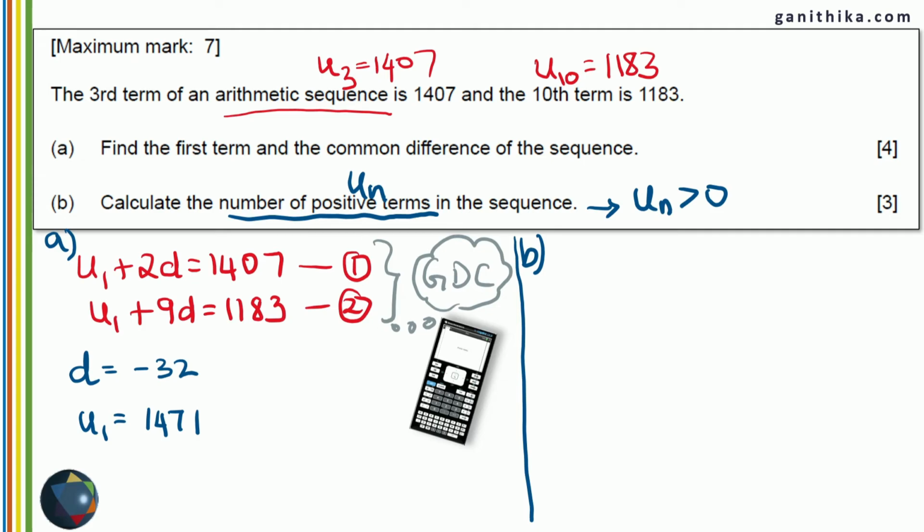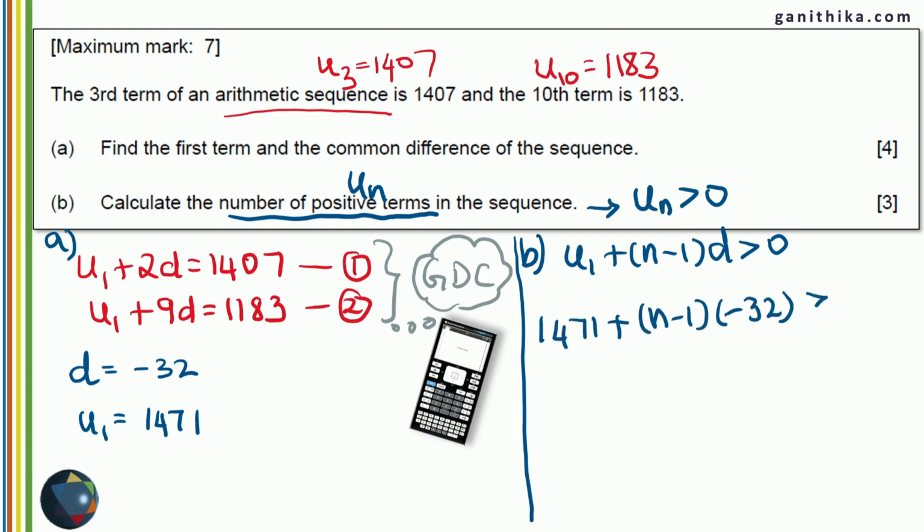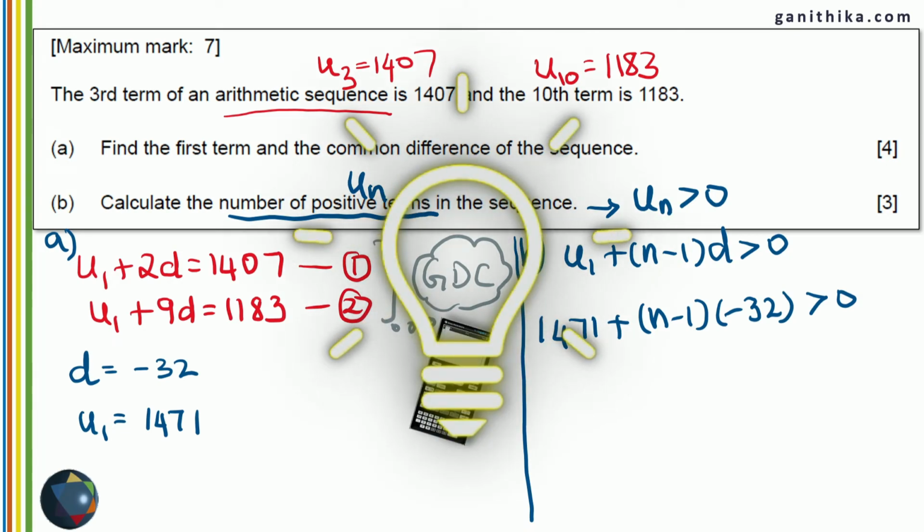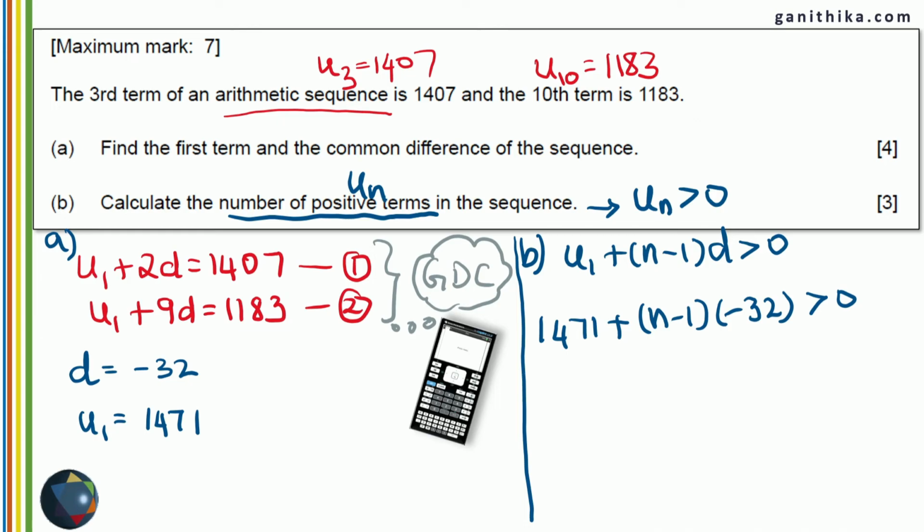So we need to find the number of terms for which the term is positive. Substituting the value for U1, Un greater than 0 can be rewritten as U1 plus n minus 1 d is greater than 0. Simply substitute the values of U1 and d. Simplify this inequality. Notice here I am not changing the inequality to equality because this is just Un, not Sn. So I can use the inequality greater than 0 as it is and find the n value. Let's find the n value from this inequality. Be careful, you are multiplying n by negative 32, therefore this will change the inequality.